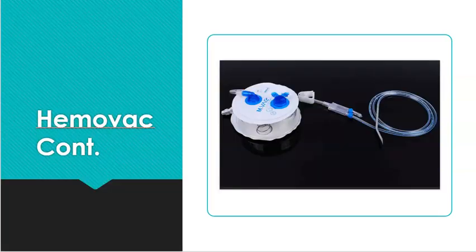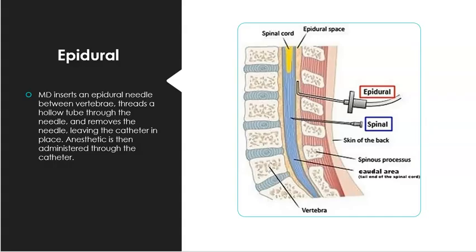There's different types. An epidural. Just to show you the picture, a spinal goes in all the way to the spinal cord, but an epidural just goes into the epidural space. So there's two different kinds. An MD inserts the needle in between the vertebrae and will remove the needle. A lot of times anesthetic is then administered through the catheter. Also, for different back procedures, they might go for an epidural as well, or just for pain in general.